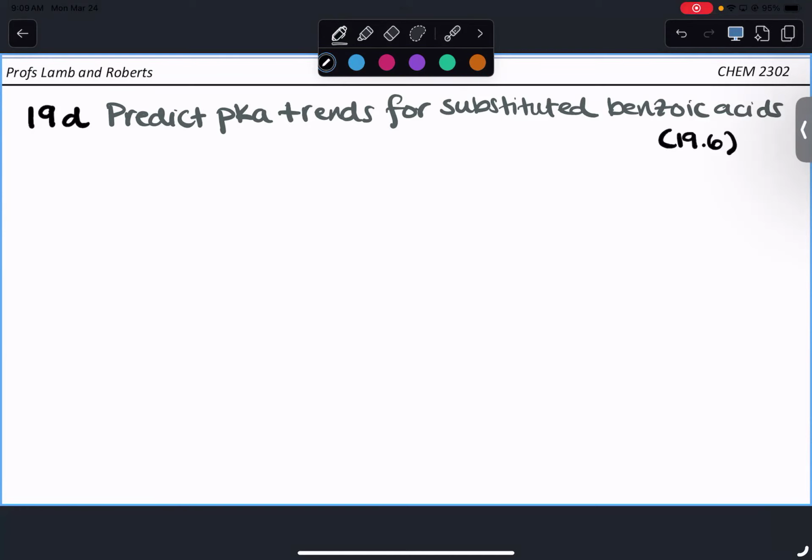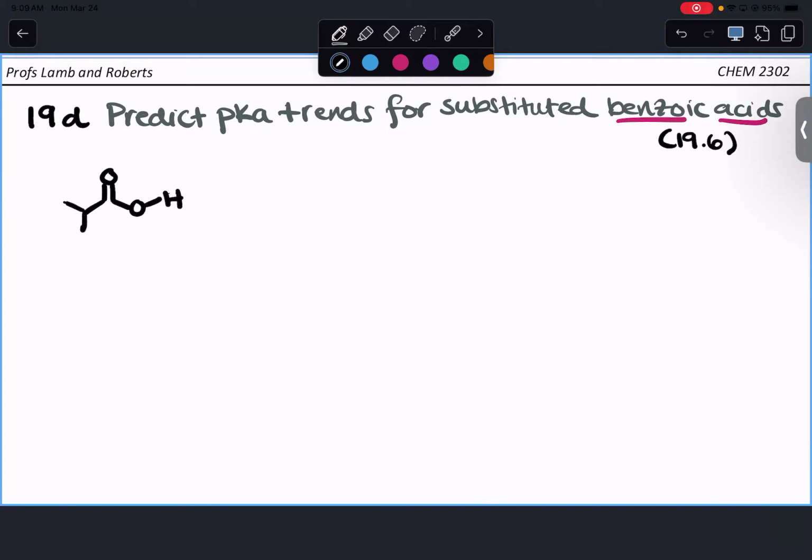So this may or may not be a little bit of a new word for you, but benzoic acids. Sounds very similar to carboxylic acid, but what exactly is a benzoic acid? Well, a benzoic acid is a type of carboxylic acid, specifically one that is bound directly to a benzene ring. Okay, so that carbonyl carbon in the middle is bound to a benzene ring. And again, the name for this is benzoic acid.